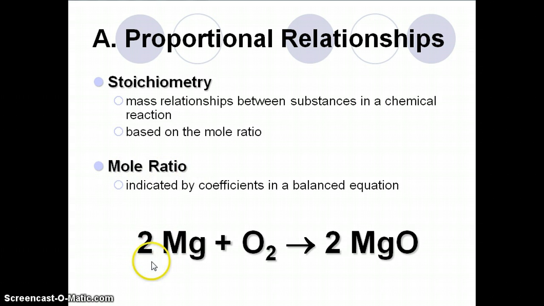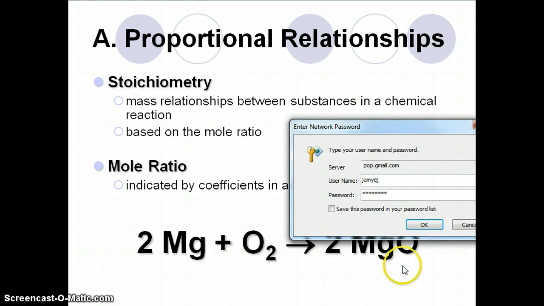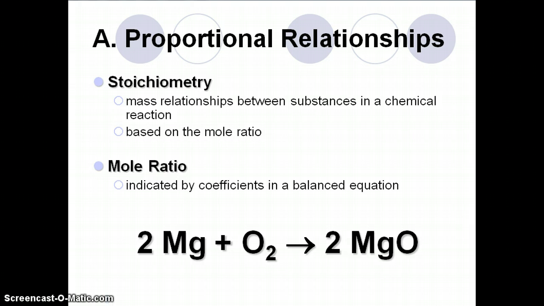This means that 2 moles of magnesium combined with 1 mole of oxygen will lead to 2 moles of magnesium oxide. So while we didn't exactly go over this specifically when we were looking at balancing equations, that's what this coefficient means. It means that there are 2 parts magnesium for every 1 part of oxygen, and then that leads to 2 parts magnesium oxide.